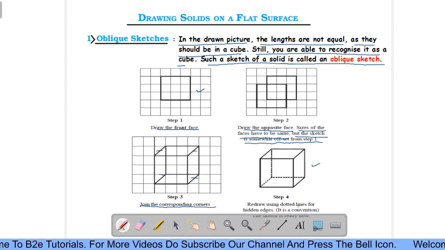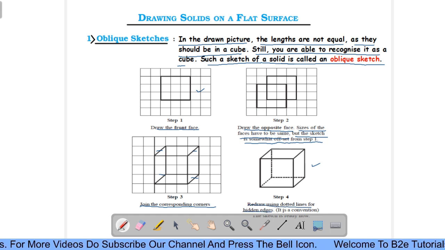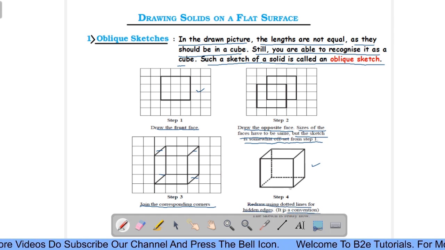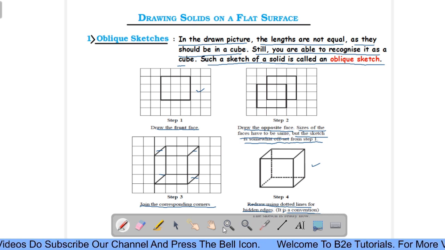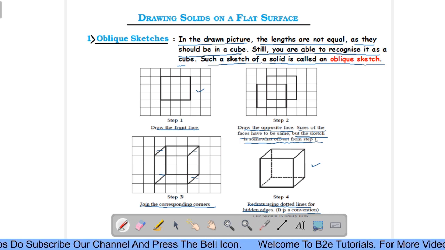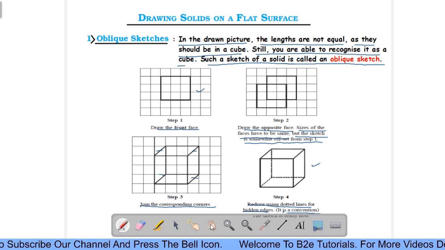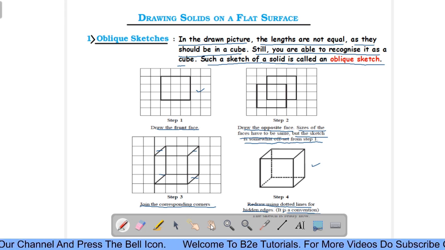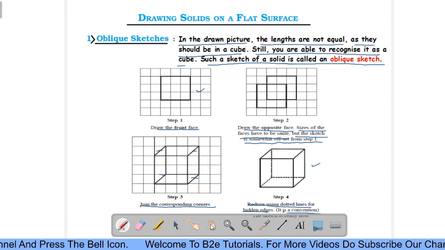Redraw using dotted lines for hidden edges. It is a convention. You will get a cube like this. Here, with these dotted lines, the dimensions are not the same, but it looks like a cube. So this is called an oblique sketch of a cube.